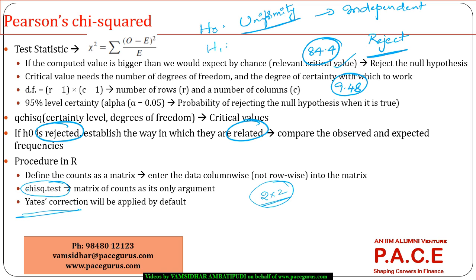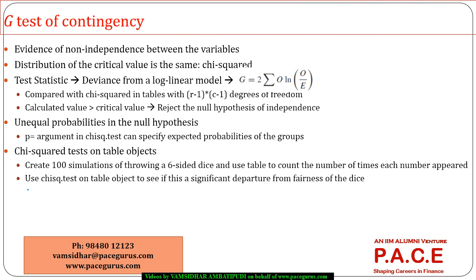If the p-value is less than 0.05, then we cannot say that the groups are independent. There is some kind of difference in the proportions across the different groups. And if I have to see which ones and what kind of change, I have to go and examine the proportions of each of the groups separately.